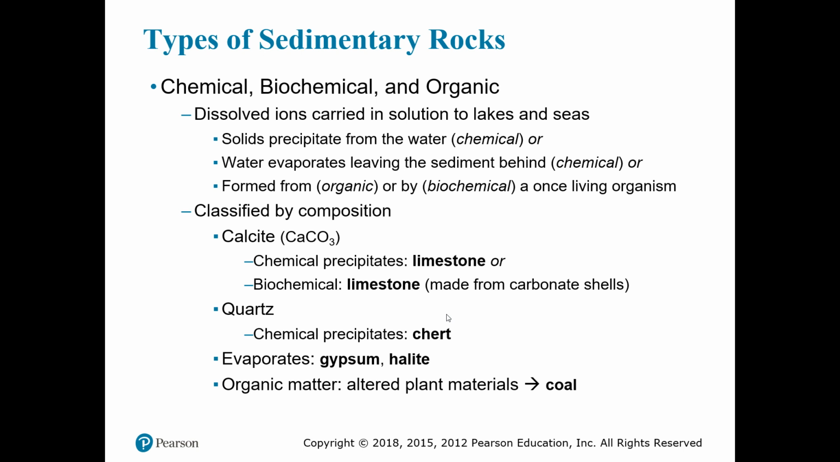These rocks are classified by composition. Calcite, which is calcium carbonate, can form through chemical precipitation. In other words, it's coming out of dissolved ions into solids within the ocean and making the sediment that forms limestone. Calcite can also be the mineral that forms from biochemical processes, like limestone that's made from a lot of carbonate shells from small ocean organisms, laid down over a very long period of time and compressed into a stone.